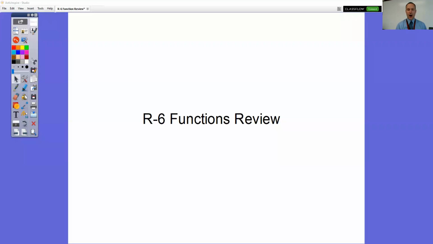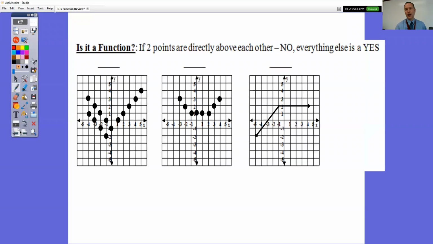This is a lesson for R-6. These questions all come from chapter 4. What we're dealing with today are functions. All right. The first part are your yes and no questions.